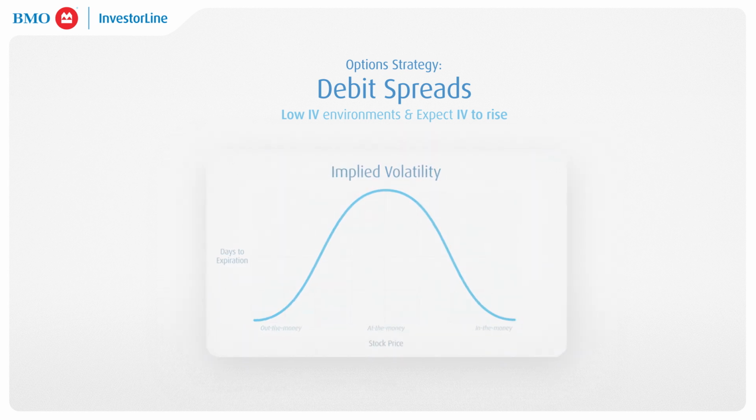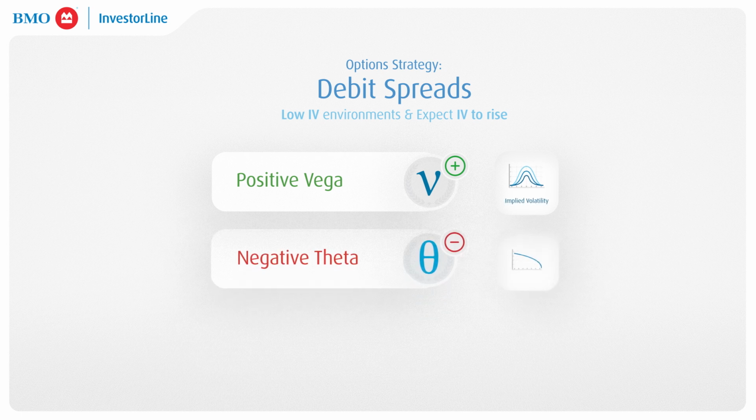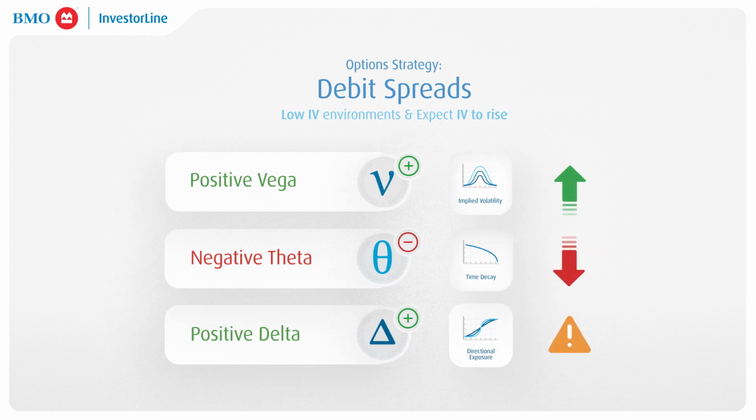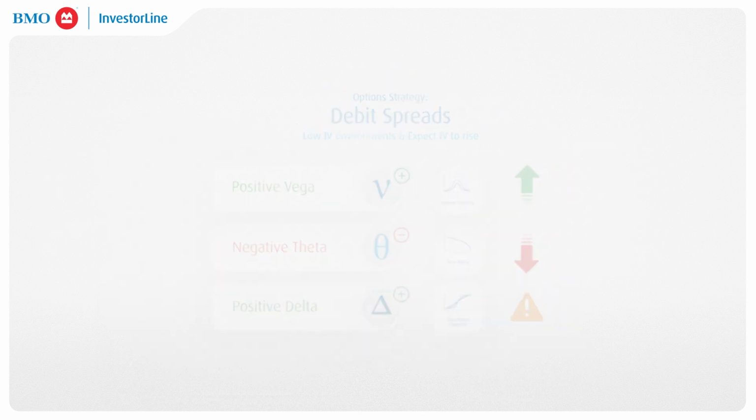It provides positive vega exposure, negative theta exposure, and also positive delta exposure. This translates to a strategy that will benefit from a rise in IV, but the passage of time will work against it, and it will have significant exposure to movements in the underlying asset's price.